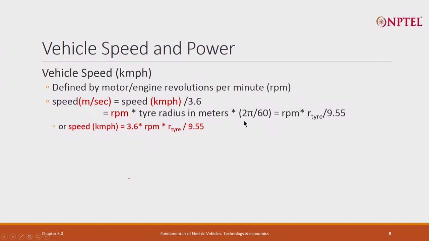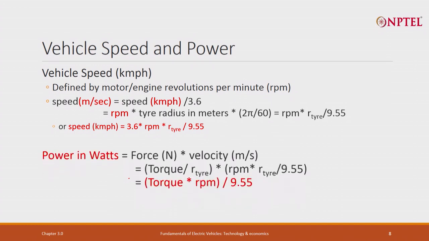So if you compute it, speed is RPM into 2 pi by 60, which is approximately R tire by 9.55. Very often, for a very rough calculation, you do tire radius in meters divided by 10, that gives you an approximate value. So in kilometer per hour you will get 3.6 into RPM into R tire by 9.55. You will have to use this. It is a unit conversion you have to use quite often in the course.